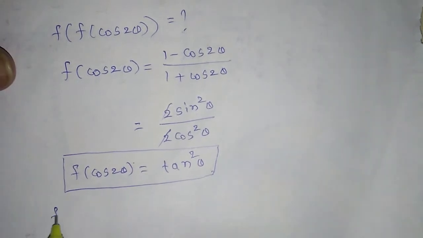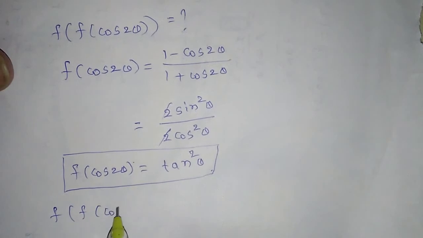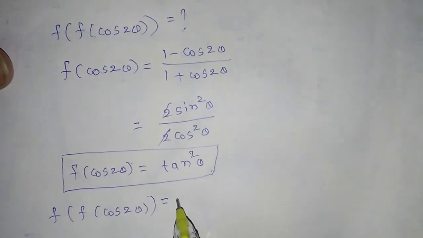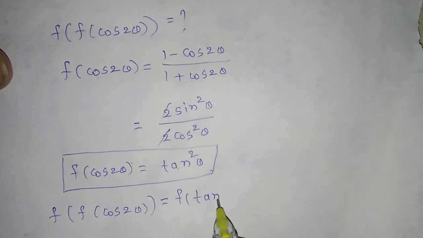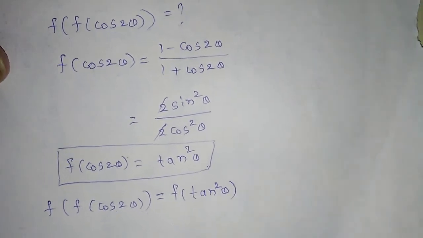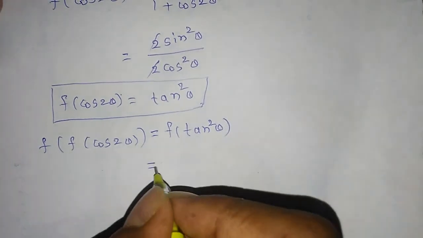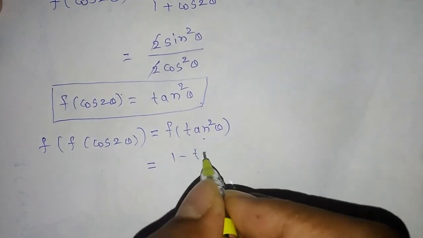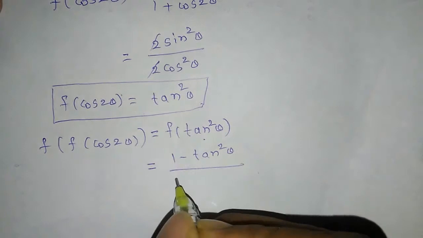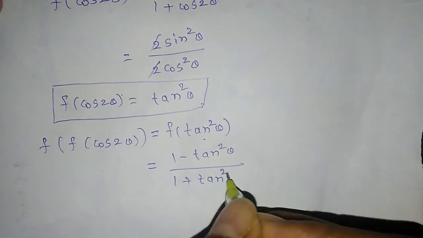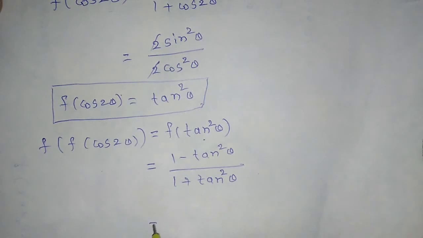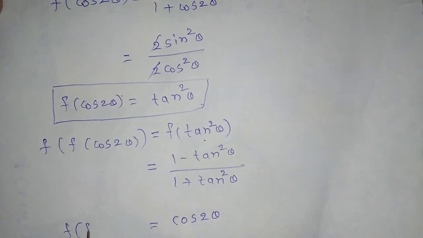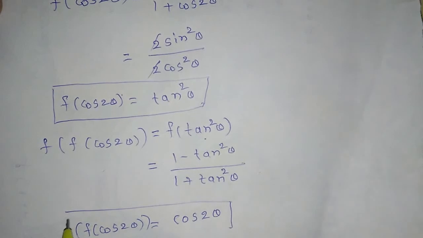Next we need to find f of f of cos 2 theta. So that is equal to f of tan square theta. So that is, f of tan square theta, put x is equal to tan square theta, it will be (1 minus tan square theta) by (1 plus tan square theta). So this is directly a formula again, this is the formula for cos 2 theta. Therefore f of f of cos 2 theta is equal to cos 2 theta.